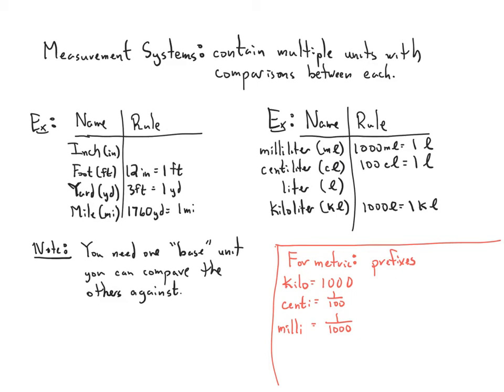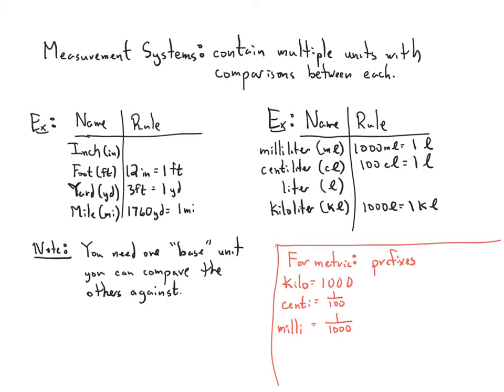I want to talk about the idea of measurement systems now. And measurement systems are very useful. It wouldn't make a lot of sense just to have one unit to measure an attribute. For example, length. Let's say we picked the meter as our one unit. Then if we wanted to measure something like the thickness of a hair, how would you express that in meters? It would be very difficult.